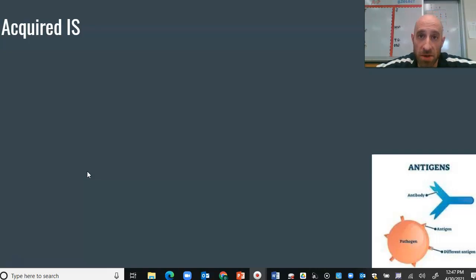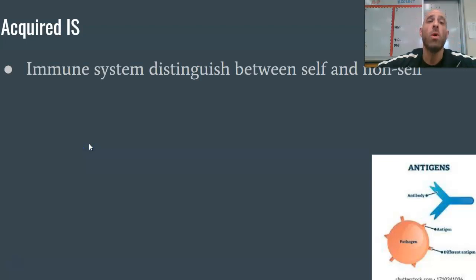Now, the acquired immune system, on the other hand, is what we're going to be talking about in this lecture, and that is one that you develop over your lifetime as you're exposed to different pathogens. So let's get started. So, what is the acquired immune system? Essentially, this is our immune system, as I just said, that's developed over our lifetime, and essentially what it does is it determines self from non-self. So what do I mean by that?